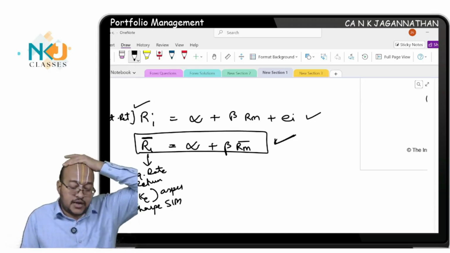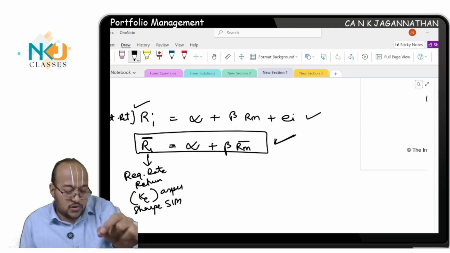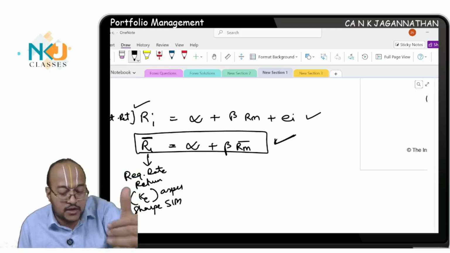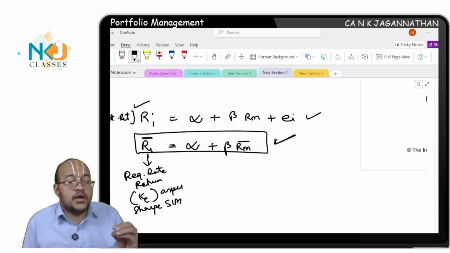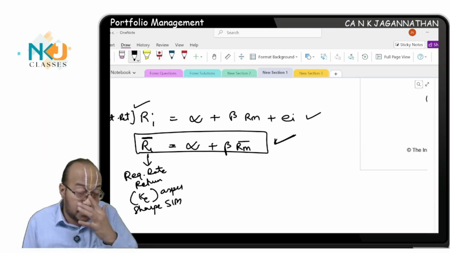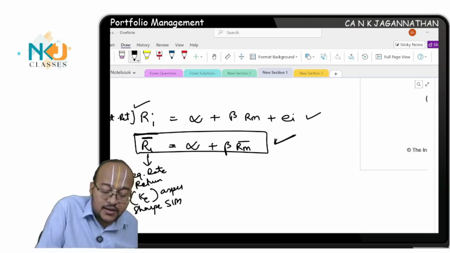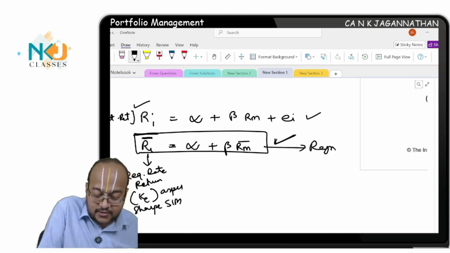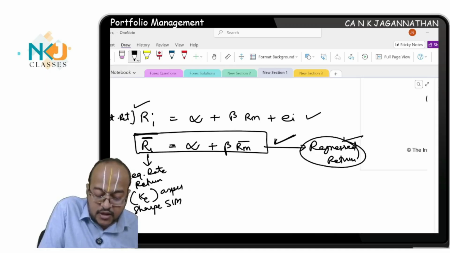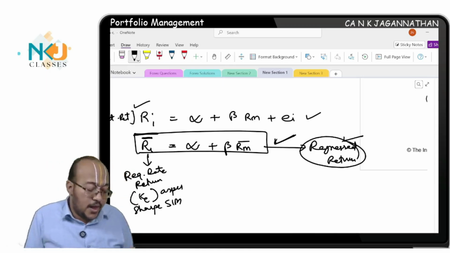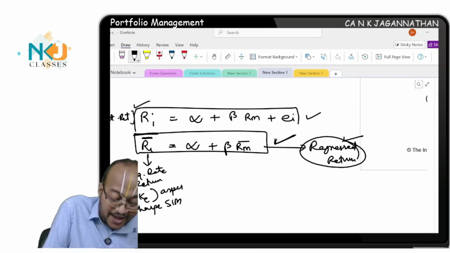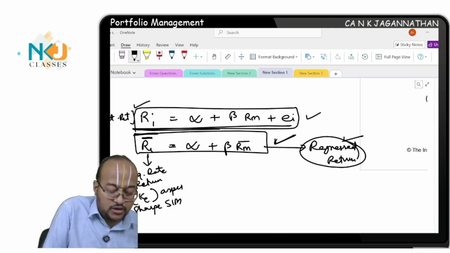Are you all understanding? If you really want to have absolute understanding, this equation is there, na? This is the regressed return, which you require from the security. This is the actual return from the security. Are you all understanding now?